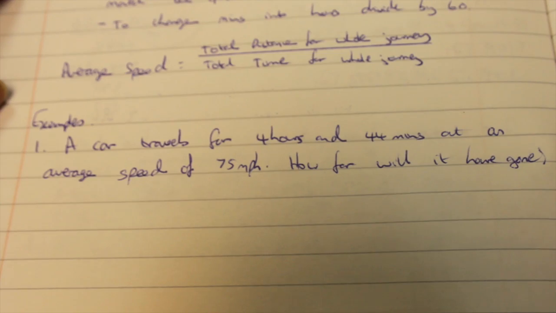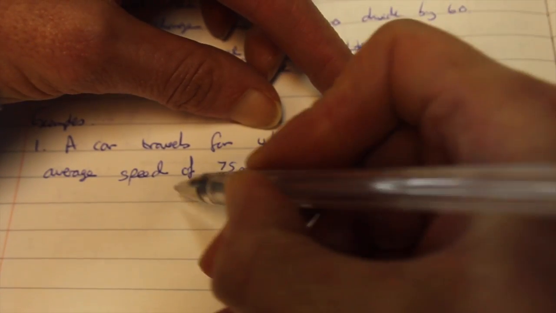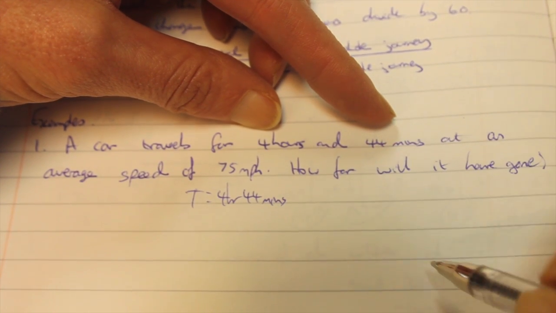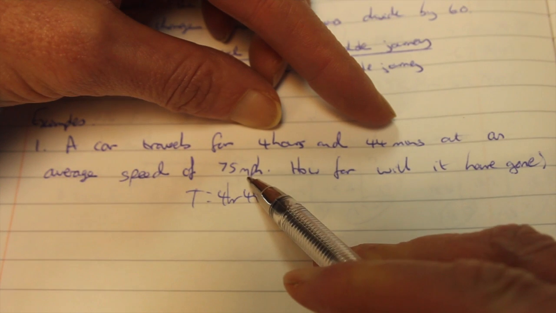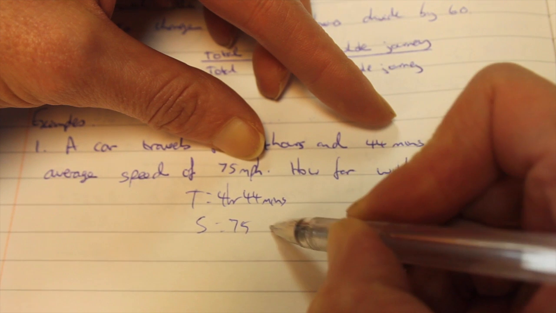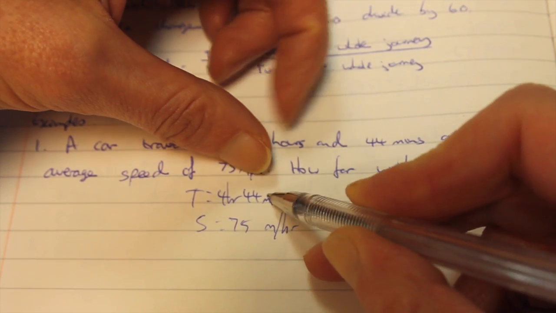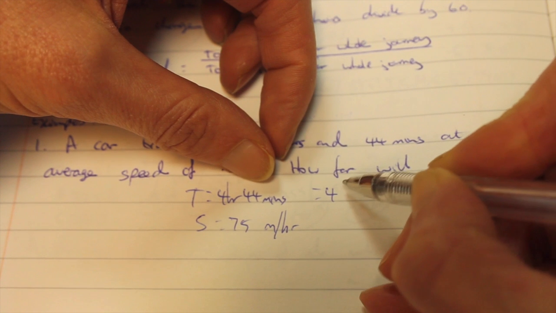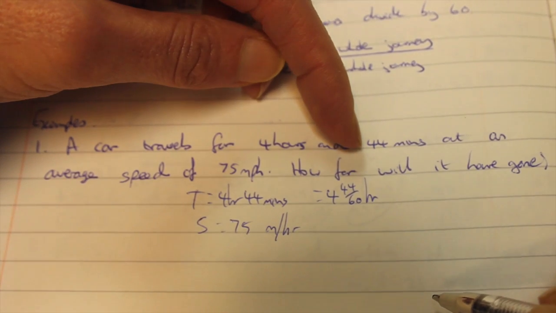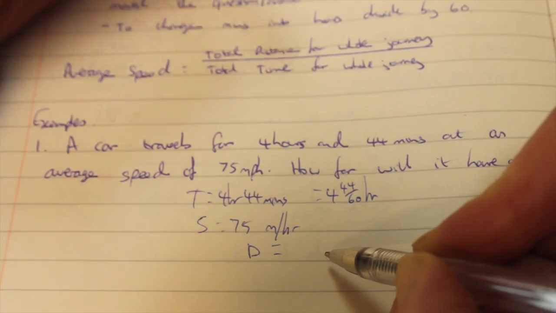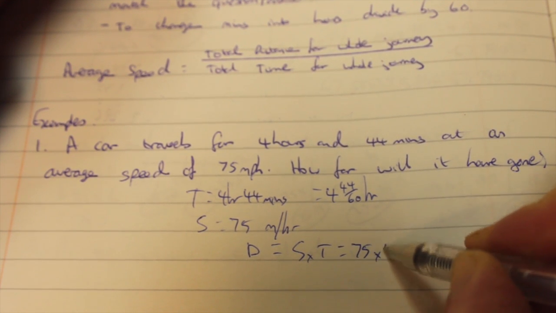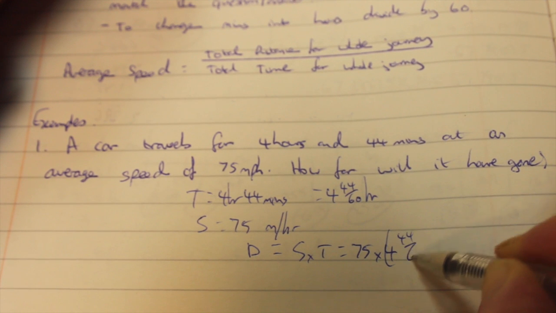A car travels for 4 hours and 44 minutes. So the time is 4 hours, 44 minutes. I'm having a wee quick look down. The speed is in miles per hour, so 75 miles per hour. So I need to change that into hours. To change your minutes into hours, you go 44 divided by 60. That's it in hours. How far will it have gone? So distance from your wee triangle is speed multiplied by time. So 75 times 4 and 44 over 60.